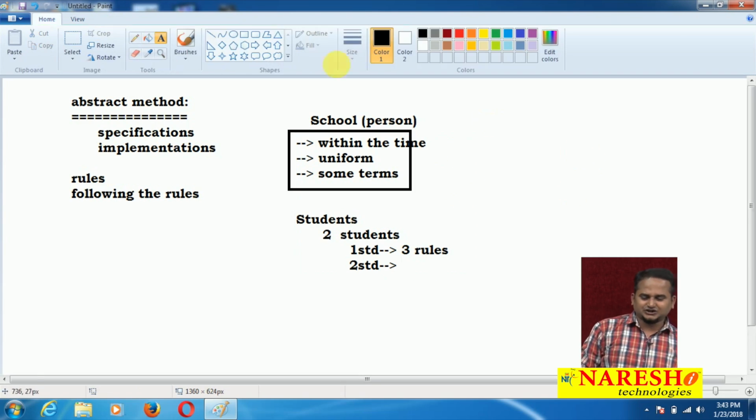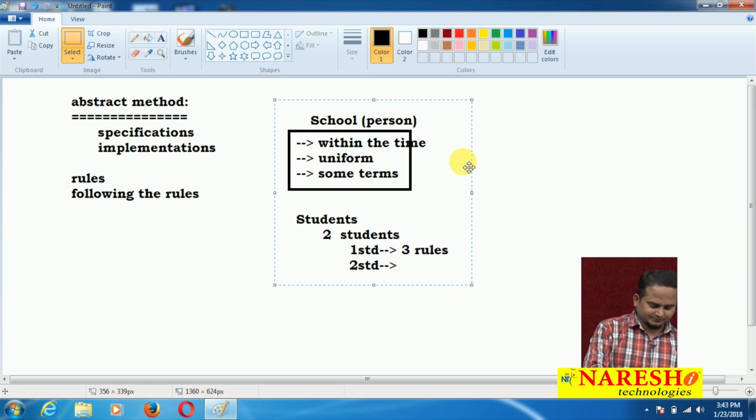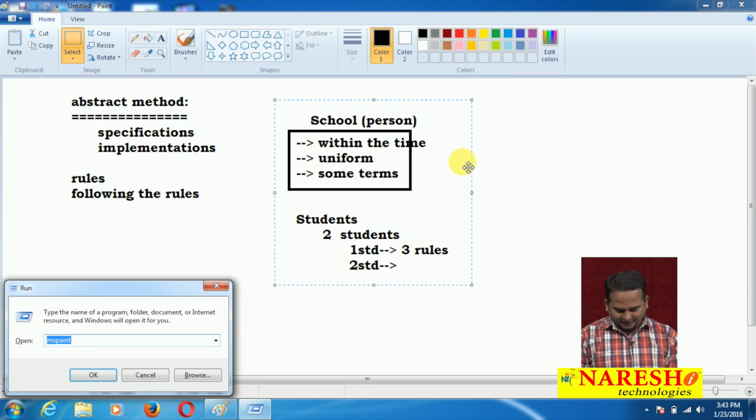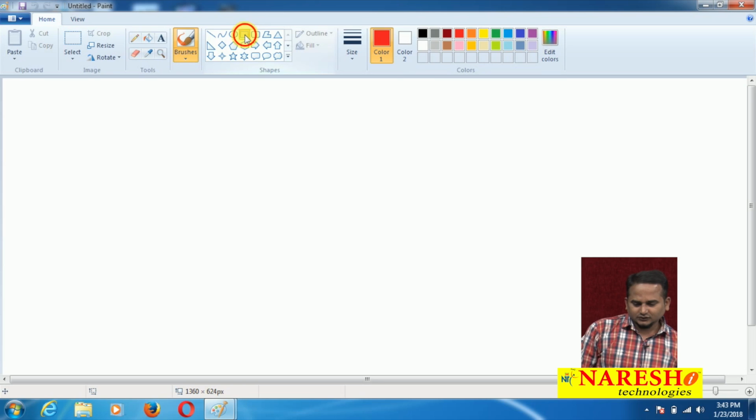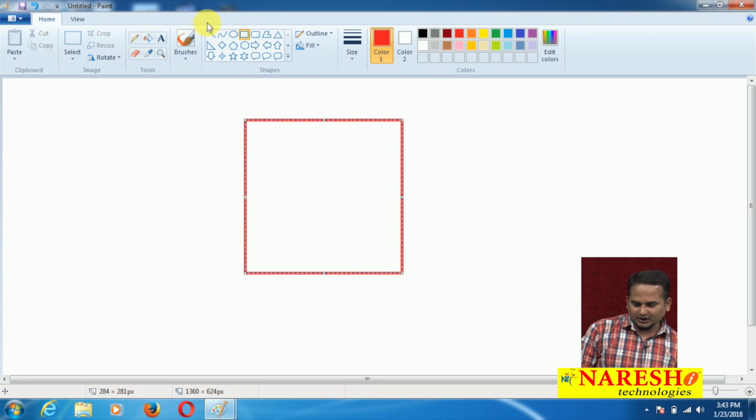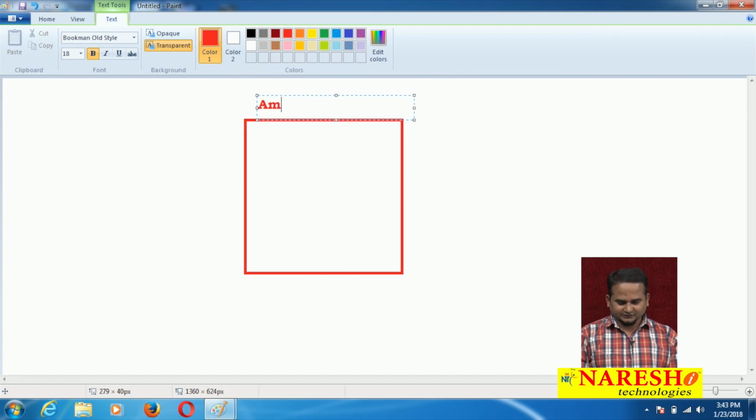One more example. What is the one more example? Observe here. Let me take one more point. Now, this is Ameerpet, Hyderabad. Ameerpet is very famous for training institutes for software or something else, hardware related institutes. Now, here one institute exists in Ameerpet, that is Naresh IT Technologies.